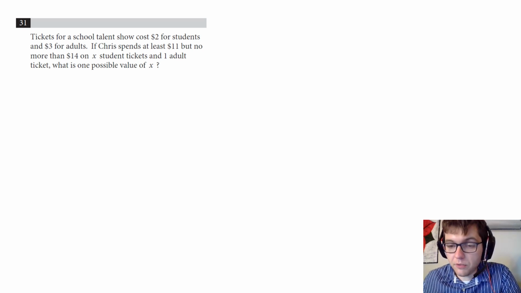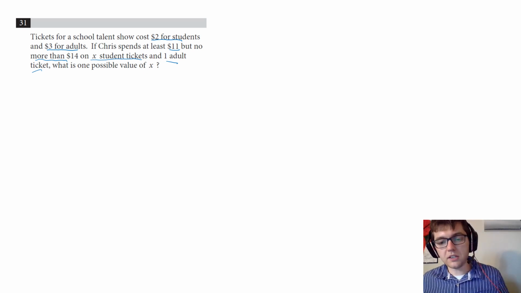Problem 31. This is starting into the free response section. So tickets for a school talent show cost $2 for students and $3 for adults. If Chris spends at least $11 but no more than $14 on X student tickets and one adult ticket, what is one possible value of X?